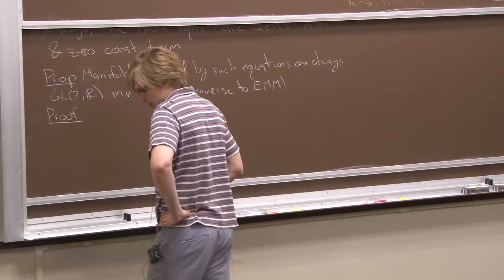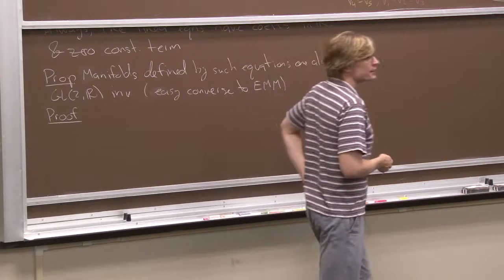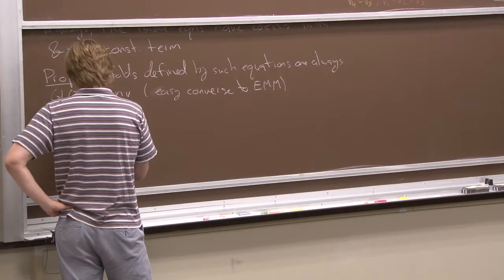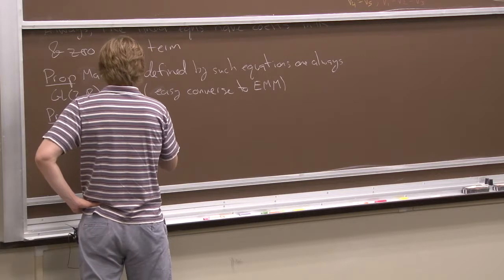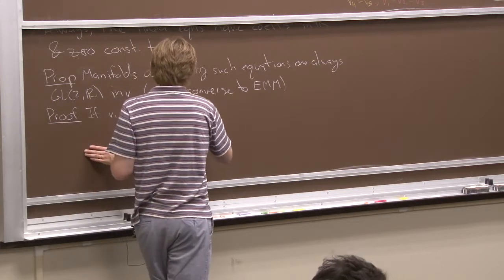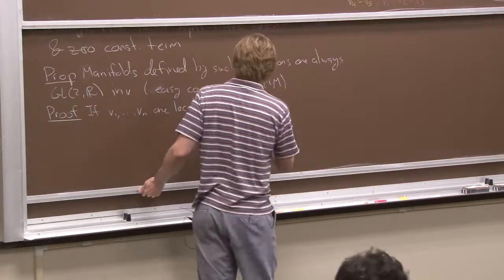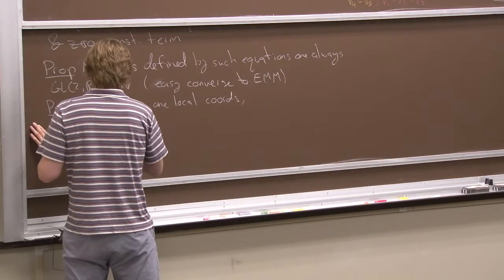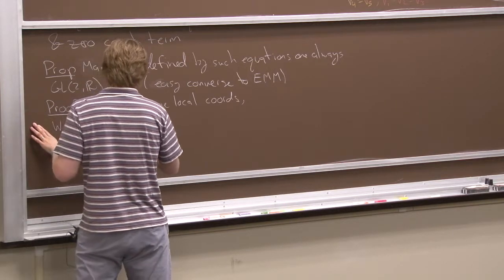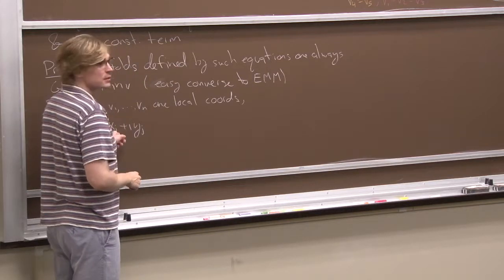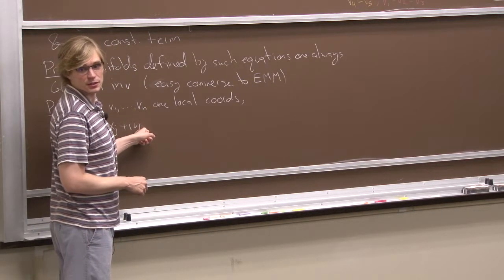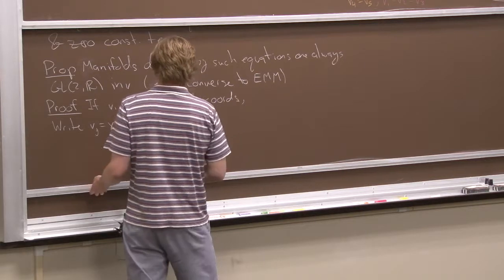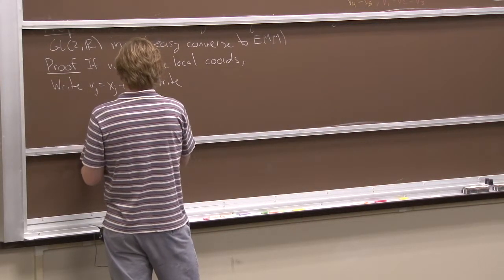The proof will reveal a very helpful way to think about the dynamics of the GL2R action. If v1 through vn are local coordinates given by edges of the polygons, then vj equals xj plus i yj, where x is the real part and y is the imaginary part of the coordinates. It turns out to be really helpful to write down the coordinates in this way.